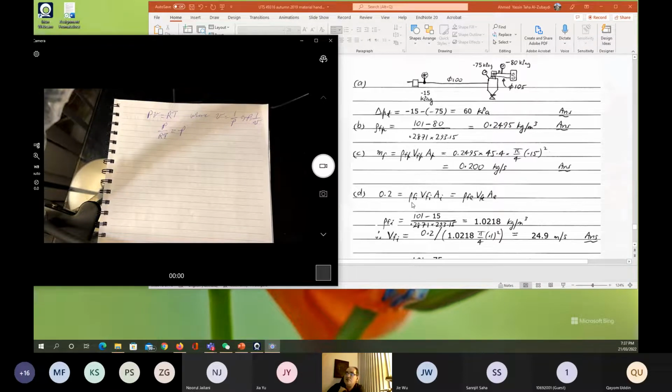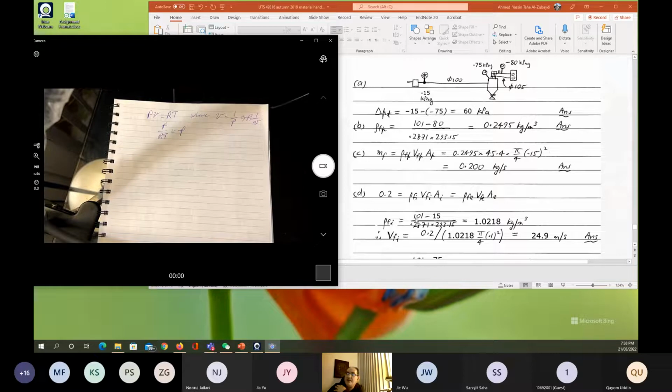So now what we need to do is calculate the density of the air at the inlet, because we need to define as many of the unknowns as we can. Here we have minus 15 kilopascal gauge. So the pressure is going to be 101 kilopascal minus the 15 gauge.